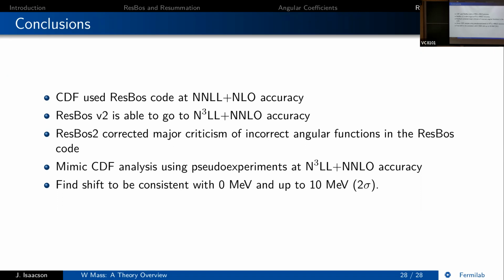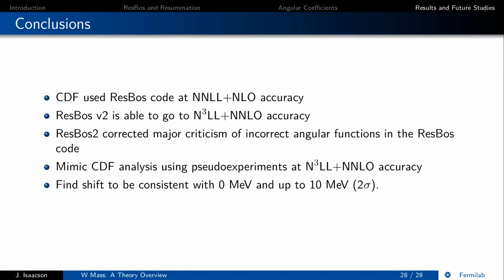Yeah, thank you for the nice presentation. So in the last line, you are mentioning the possible shift up to 10 MeV. And is this shift in either direction, both plus and minus direction? No, this is only towards the standard model by 10 MeV. The zero is actually a little over 1 sigma in the other direction. So it's not centered on zero. The central value is like one, two-ish MeV closer to the standard model.